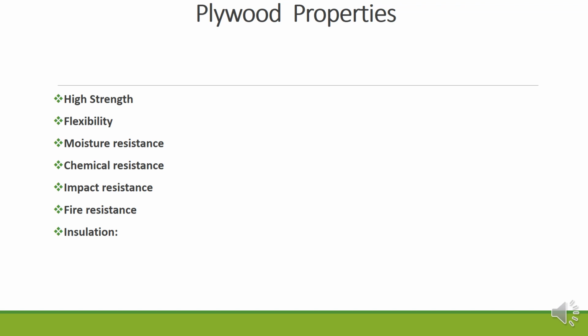Some of the properties of plywood are: it has high strength, it is a flexible material, it is moisture resistant, it has high chemical resistance capacity, it also has high impact resistance capacity, fire resistance, and high insulation properties. Right? So these are some of the properties of plywood.